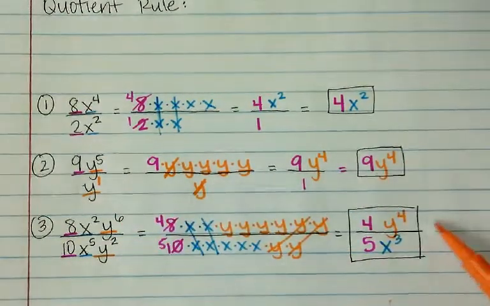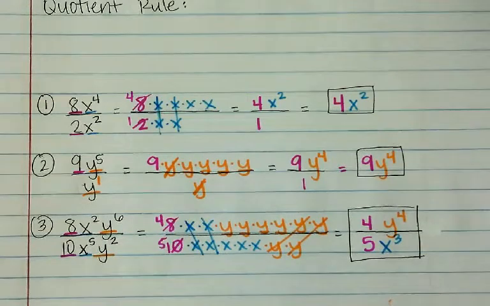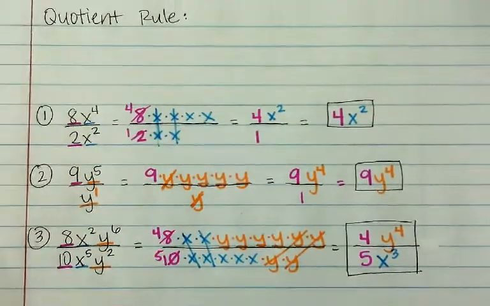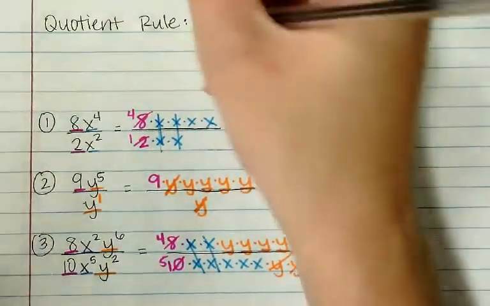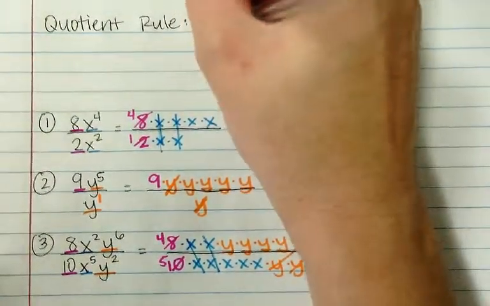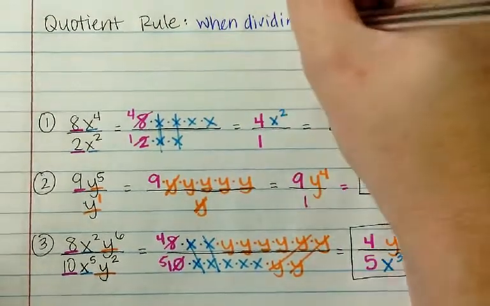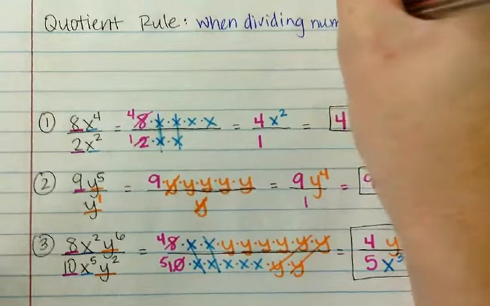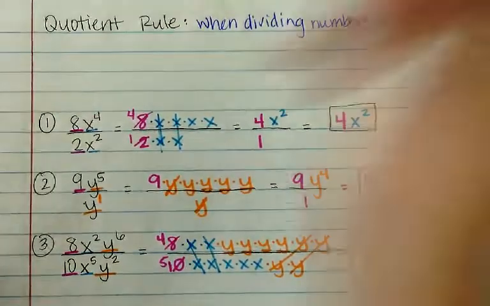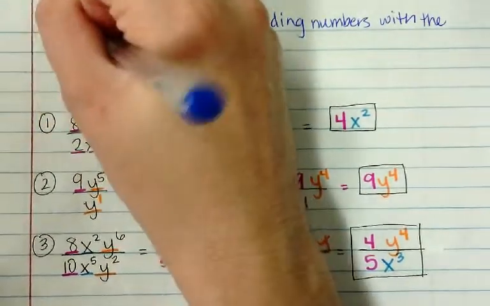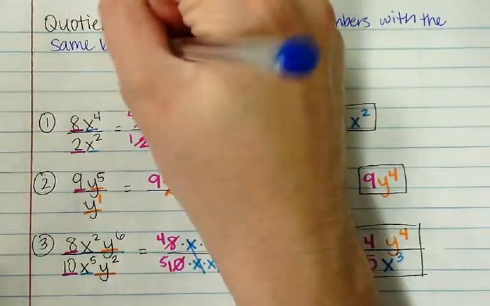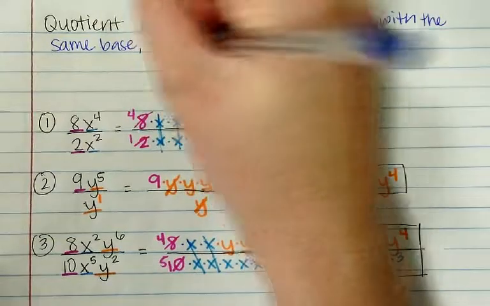So if we are going to write our quotient rule kind of officially here, what we're going to say is, when dividing numbers with the same base, keep the base, and now we subtract our exponents.